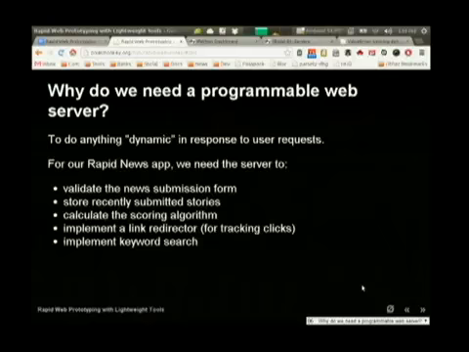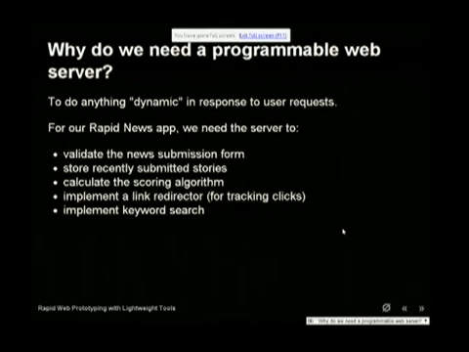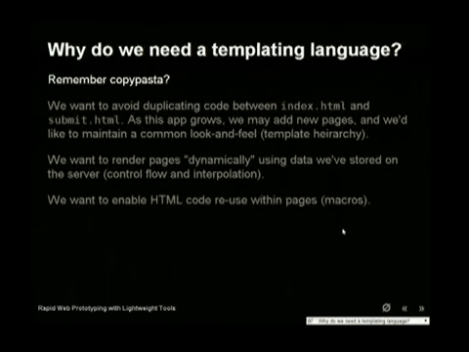So the main things that our web app needs to do is validate that new submission form, store the recently submitted stories somewhere eventually, calculate some scoring algorithm for listing links on the front page, implement that link redirector so every time someone clicks on a link, something actually gets recorded about it, and potentially even implement keyword search. Okay, that's what we need the programmable web server for. That's what the static part can't actually do.